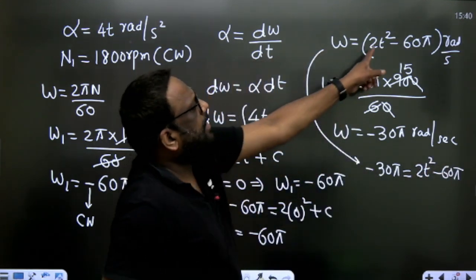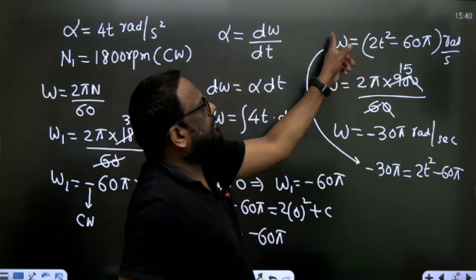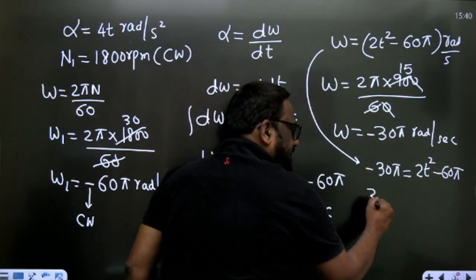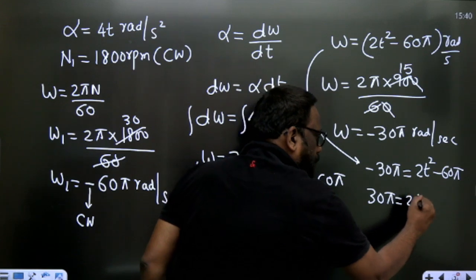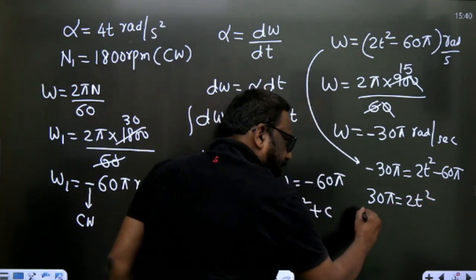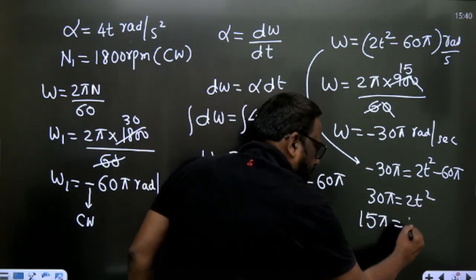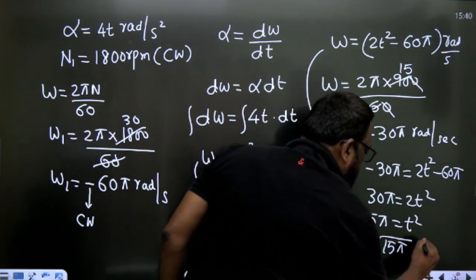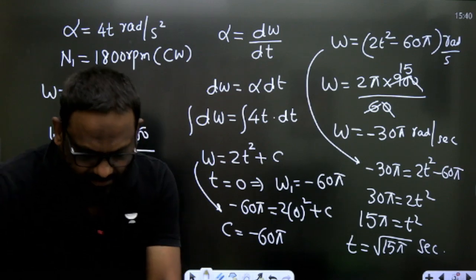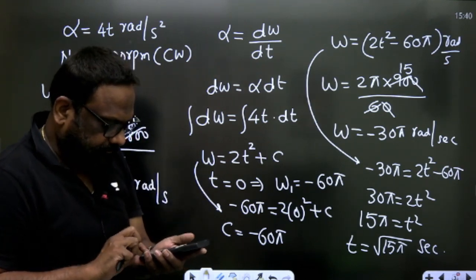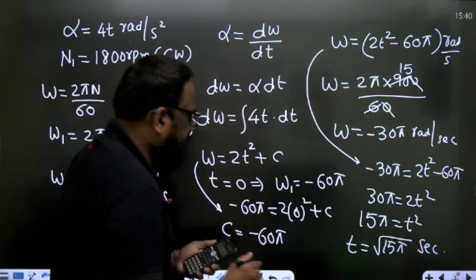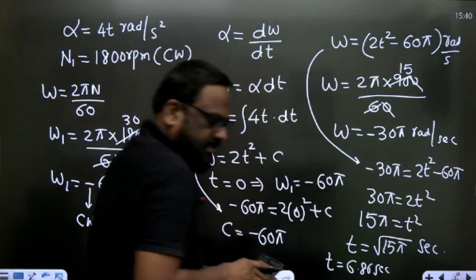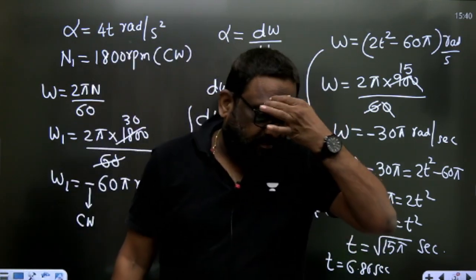So I am calculating the time when the speed is becoming 900 RPM. Bring this 60 to the side. 60 minus 30 is 30 pi, which is equal to 2t square. So therefore 15 pi is equal to t square, and t will be equal to the square root of 15 pi, in seconds. We are getting this time as 6.86 seconds.